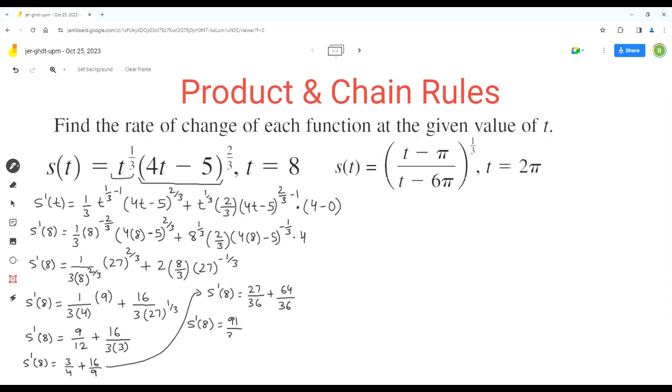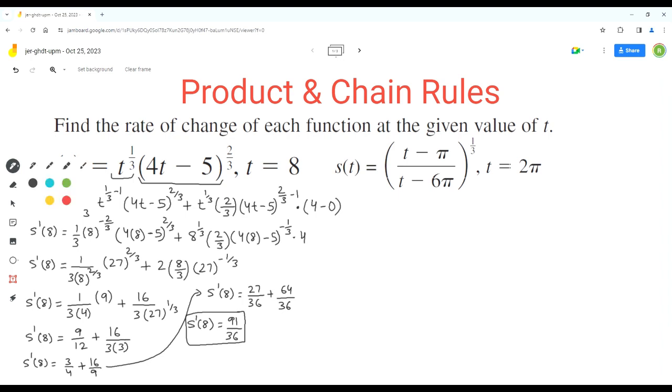So the final answer is S prime of 8 is equal to 91 over 36. So now we can analyze the second function.